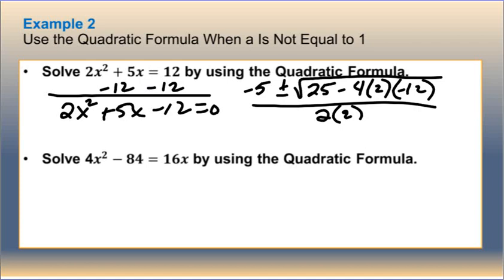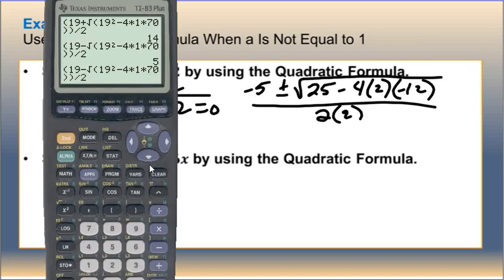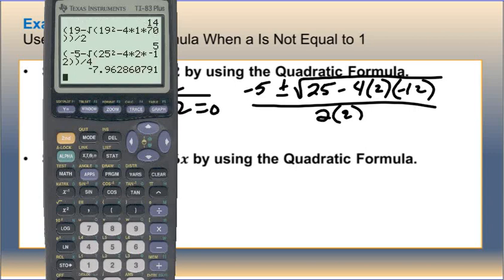Come back to my calculator, hit second, enter. Change this to negative 5. Keep that minus. This would be 25 squared minus 4 times 2 times a negative 12, and parentheses, and I'm going to divide that by 4. Enter.